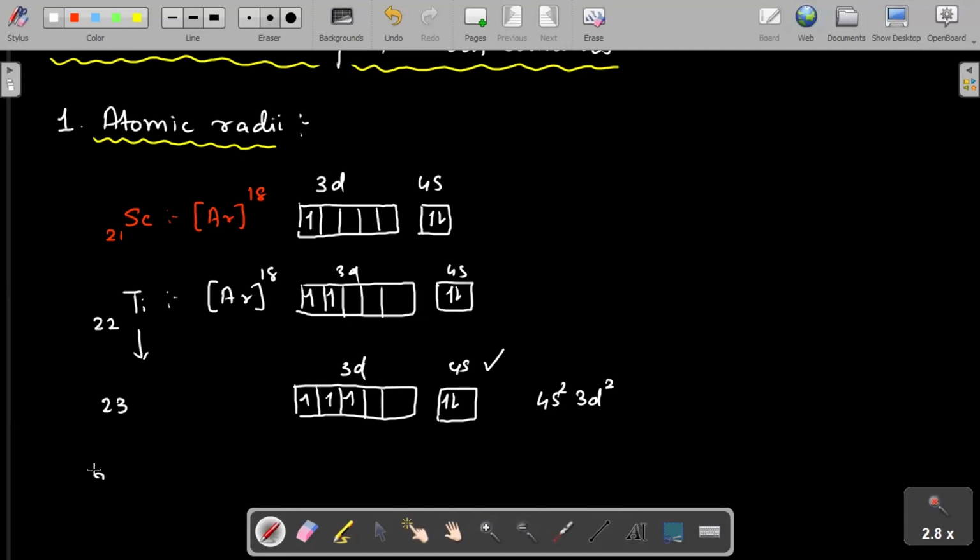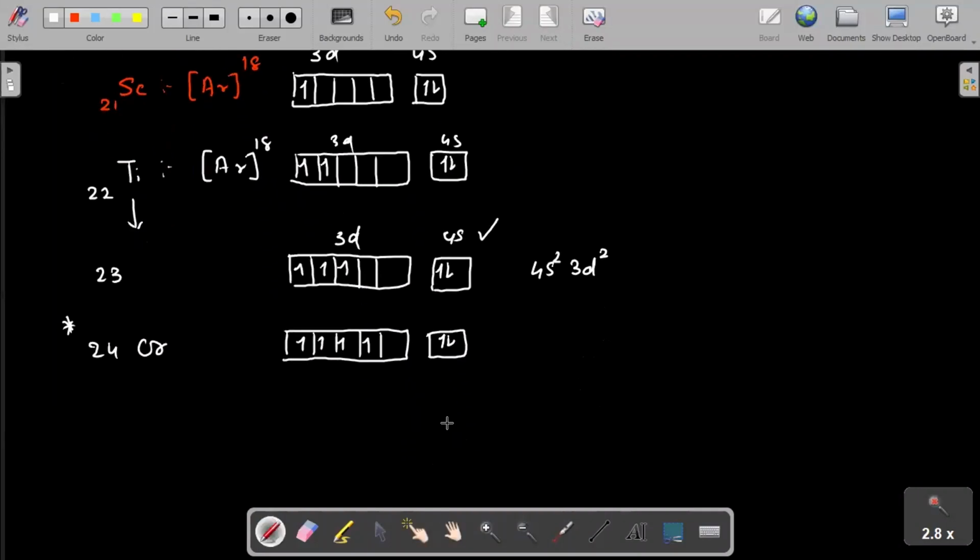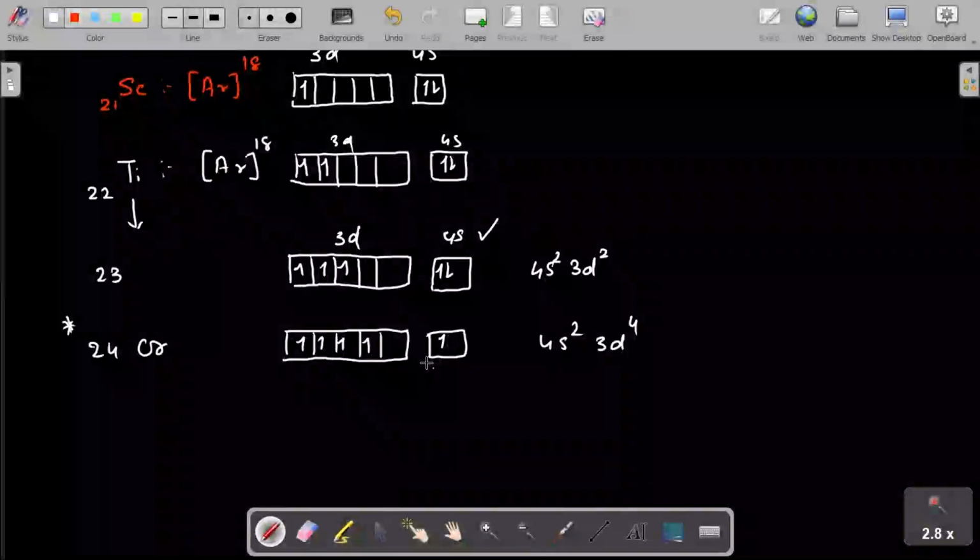Now if you go to atomic number 24, what happens? 24 is chromium and it has an exceptional configuration. It should have 4s2 in the configuration, but because of the extra stability of a completely half-filled D orbital, one electron comes in.